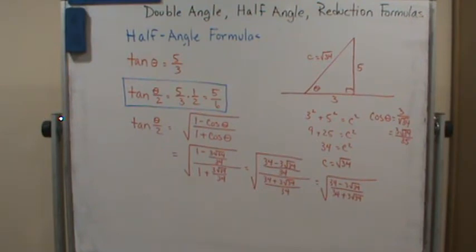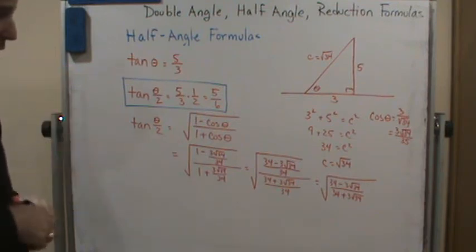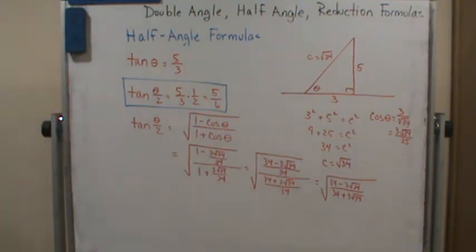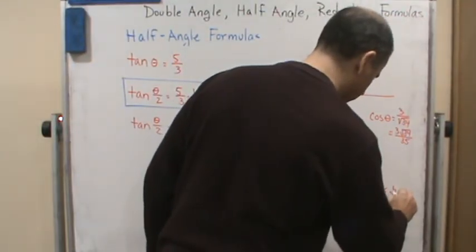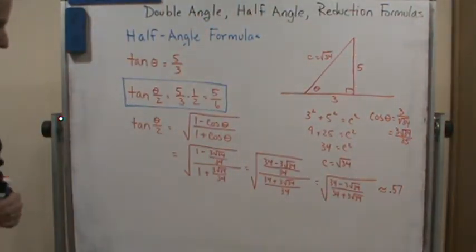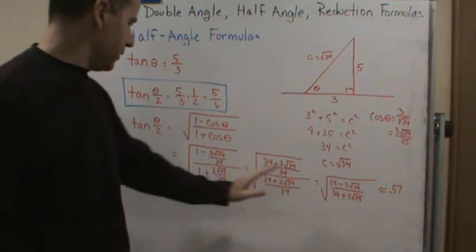Now I can put that in my calculator, right? And so if I put this in my calculator, and I strongly suggest you do this to verify, I get approximately 0.57. So this is approximately equal to 0.57, and that's in radians. Or no, that's the ratio, I'm sorry, because we're talking about tangent. So the tangent of this is 0.57.